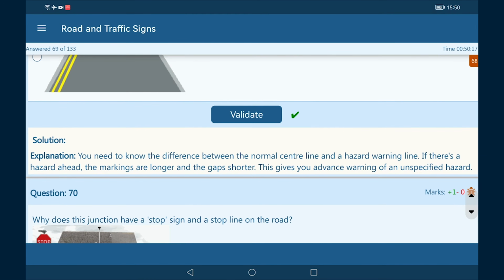Explanation. You need to know the difference between the normal center line and a hazard warning line. If there's a hazard ahead, the markings are longer and the gaps shorter. This gives you advance warning of an unspecified hazard.